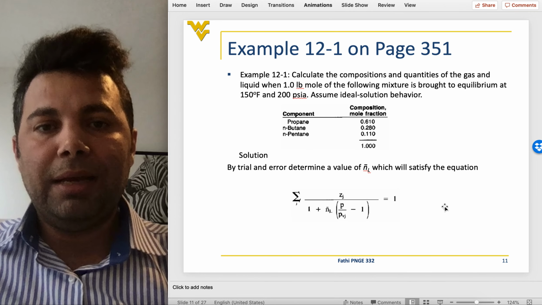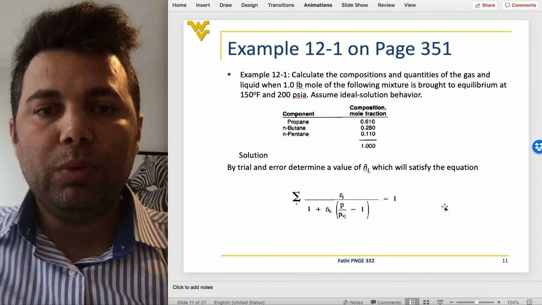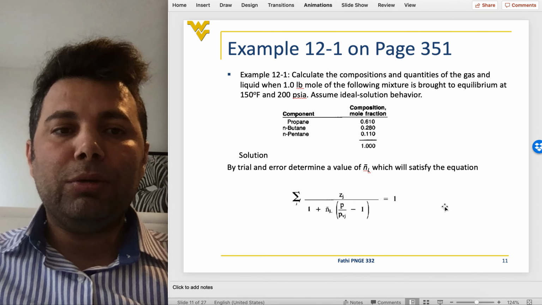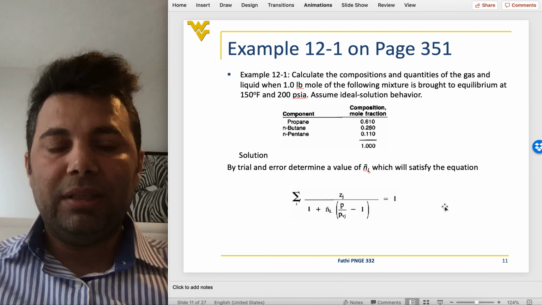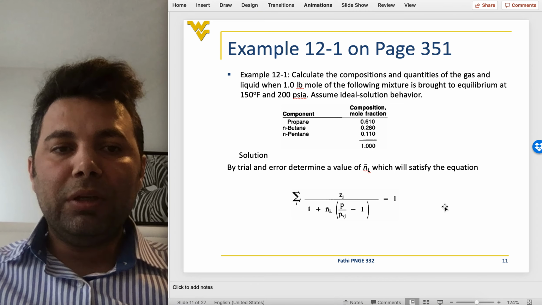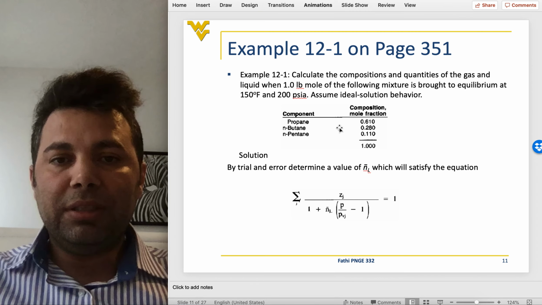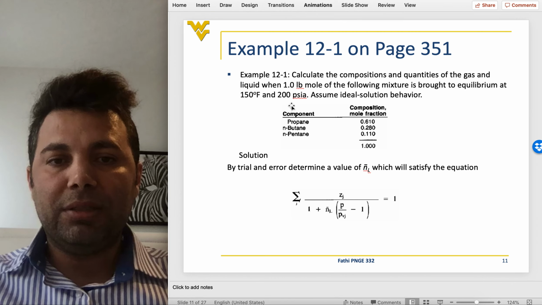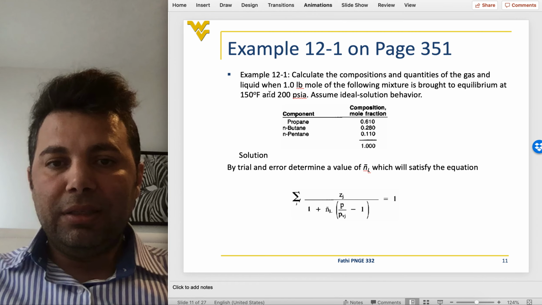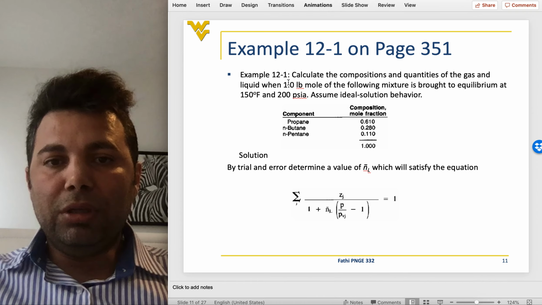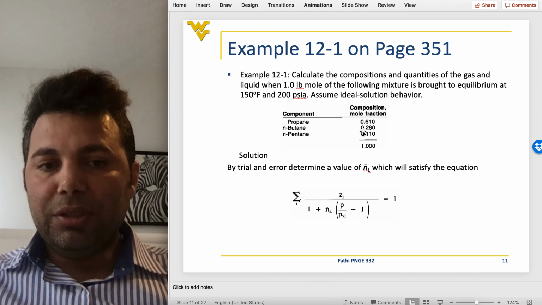So let's do an example. Example 12.1 says calculate the composition and quantities of the gas and liquid when 1 pound mole of the following mixture is brought to equilibrium at 150 degrees Fahrenheit and 200 psi. So the temperature is given, the pressure is given, the total number of moles is given. The composition of the mixture is also given.